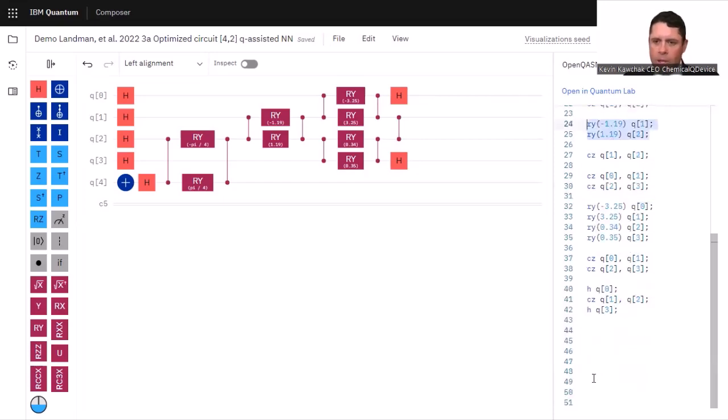So I'm going to copy, paste. This first RY is a 0.633, and it's going to be at Q1. And then the second one is an RY at Q2, and it's going to be a negative 0.633.